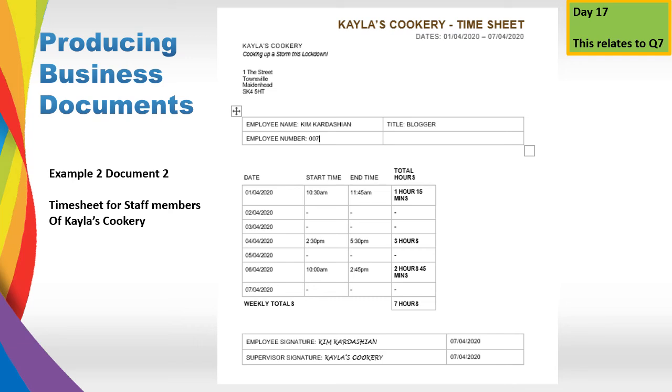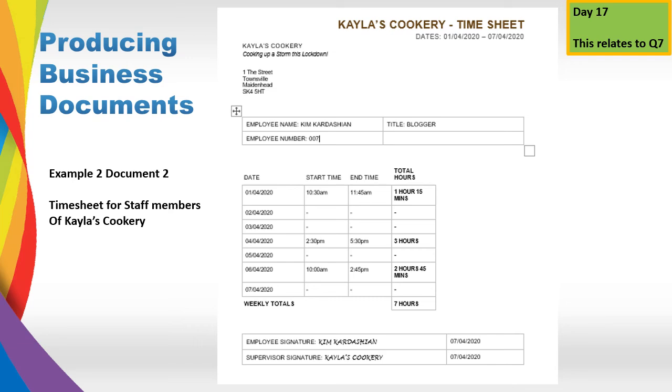So my second example for my Kayla's Cookery business is an example of a timesheet. So Kayla's Cookery, cooking up a storm in lockdown. This was my motto. I've had Kim Kardashian working as a blogger on my cookery channel. Very lucky that I am.